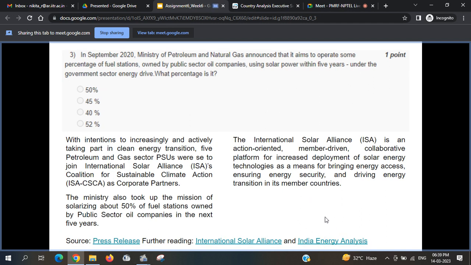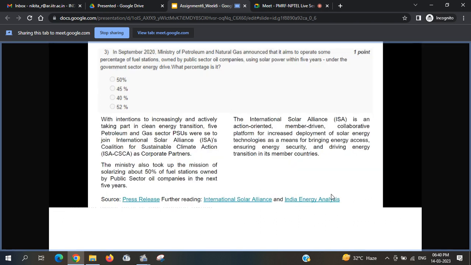This is the link for the energy analysis, and if you want to read further about India's transition and what are the different policies, how the infrastructure development that the government is undertaking for this transition, you can go on to this link and read. I hope this is helpful. We'll move on to the next question now.